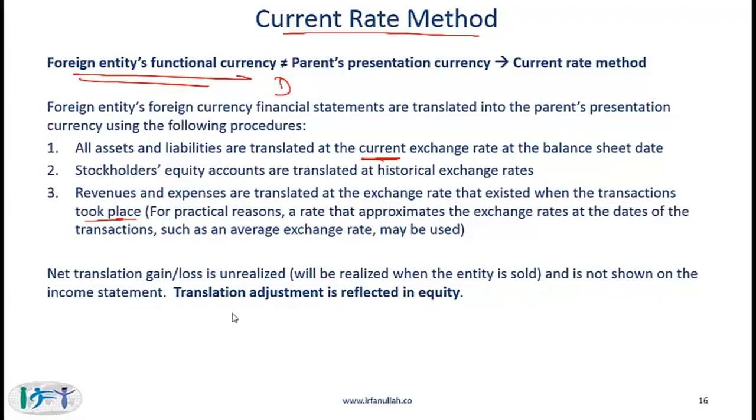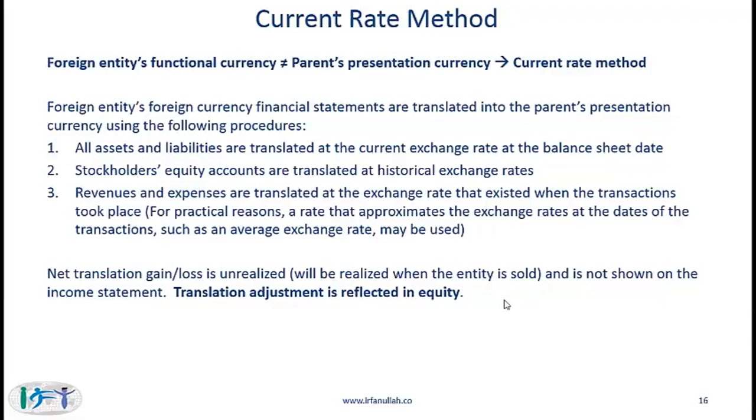With the current rate method, there is going to be a net translation gain or loss, and this happens because the exchange rate changes. This net translation gain or loss does not flow through the income statement. It needs to be reflected in equity. In other words, there is a component in equity that covers the net translation gain or loss. You might be wondering why the translation gain or loss goes straight to equity and bypasses the income statement.